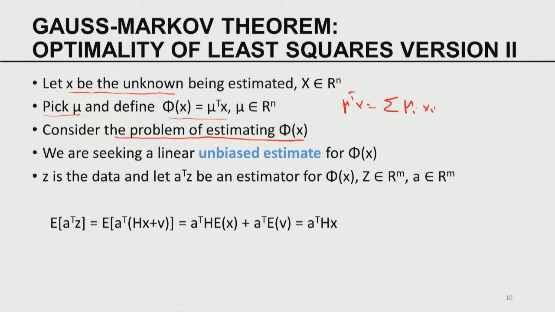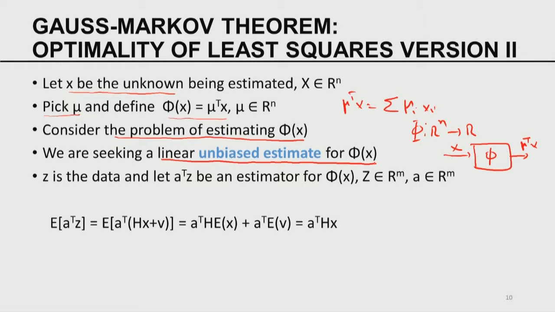Ultimately, I am interested in estimating x, but I am considering a special case of estimating phi of x. You can think of phi of x as a functional. Phi is a mapping from Rn to R. Phi is a function to which if I give x, it gives me mu transpose x, and phi is defined by mu. So that is the idea here. What is it we are seeking? We are seeking a linear unbiased estimate for phi of x.